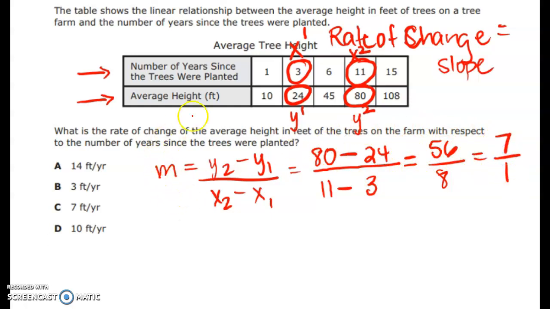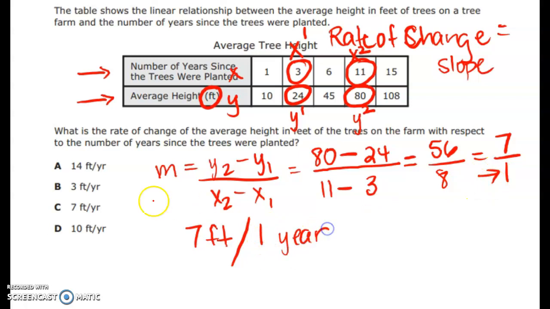If you notice, your y values here, x values here, so your y value is the feet. So I can say that 7 feet per, x is a number of years, so I would say per 1 year. So my answer here would be C.